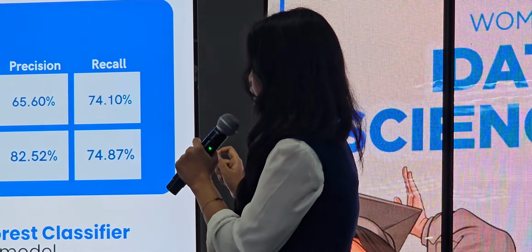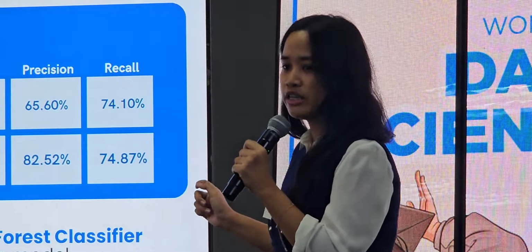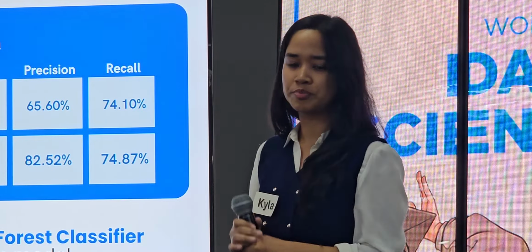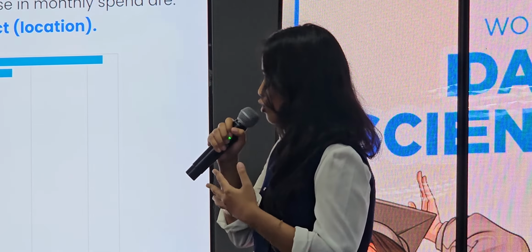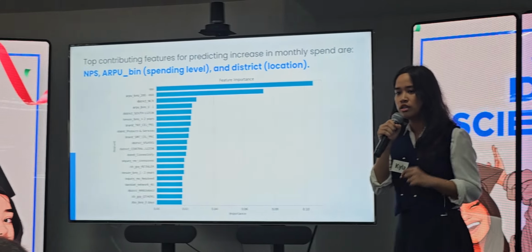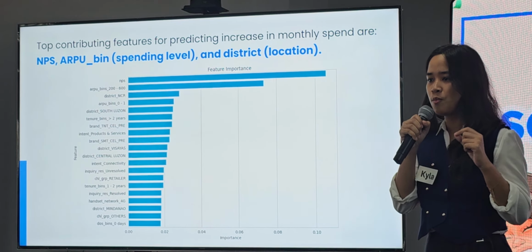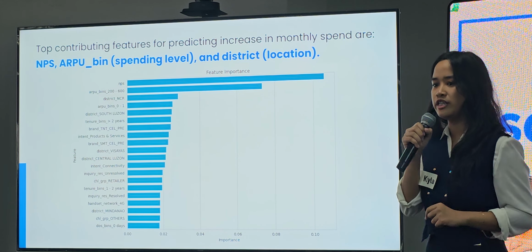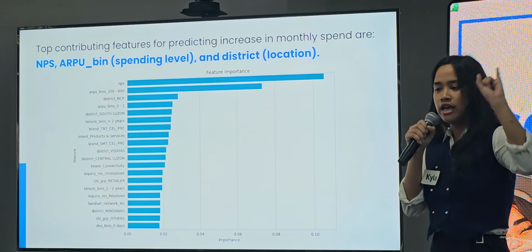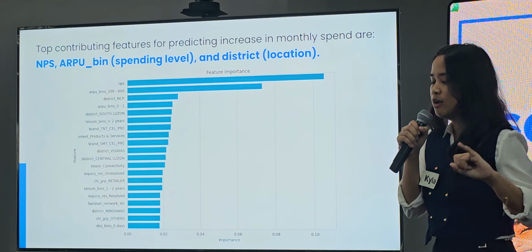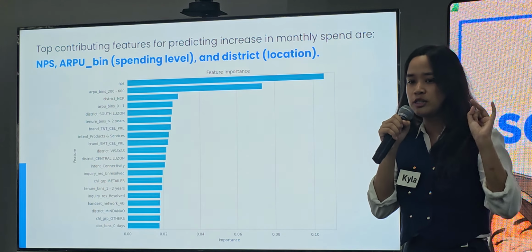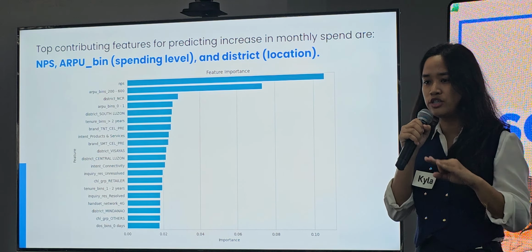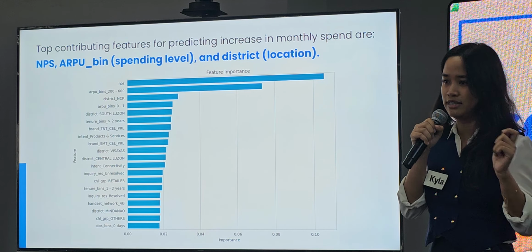The final model uses a random forest classifier based on its accuracy, precision, recall, and endpoint scores. Now, we have these scores, but what's more important to us is what features our model used to classify users. It can be seen here that the top features are NPS, the Net Promoter Score, the ARPU or the spending level of the user, and the district or the location of where the user is.